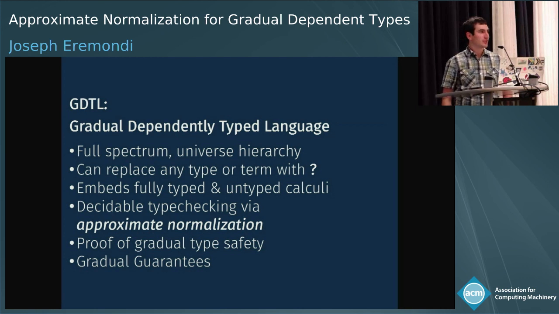So I have another question from online about blame tracking, and is it possible to find the sources of unexpected question marks at compile time? Probably. That sounds like excellent future work.